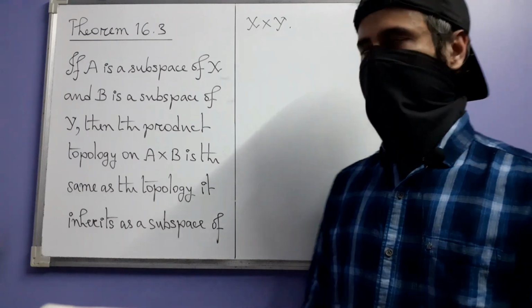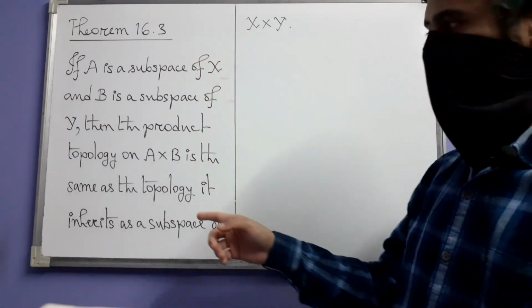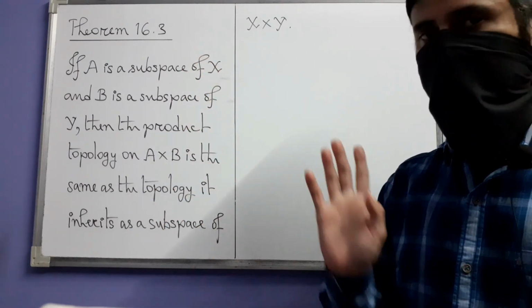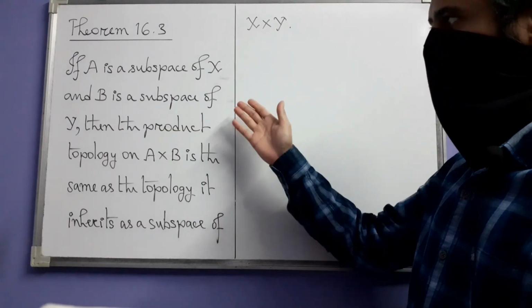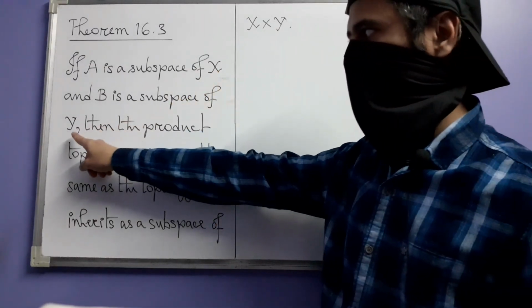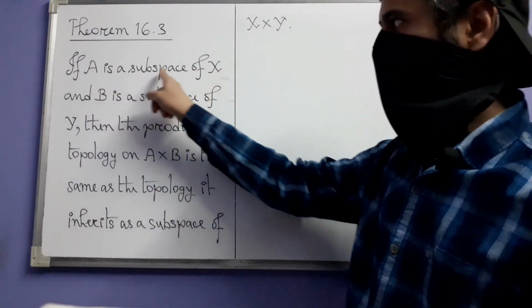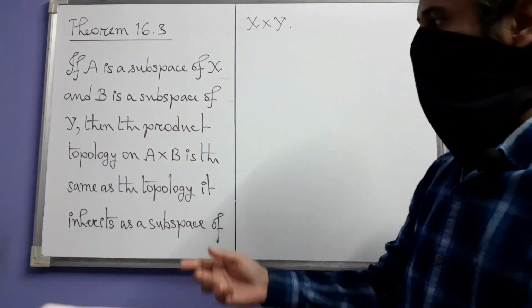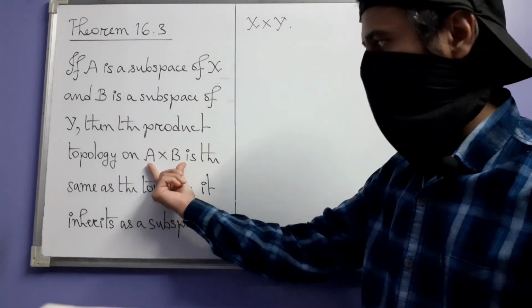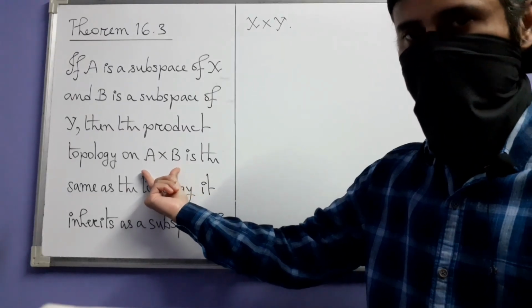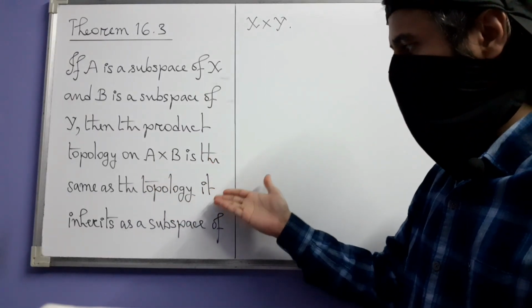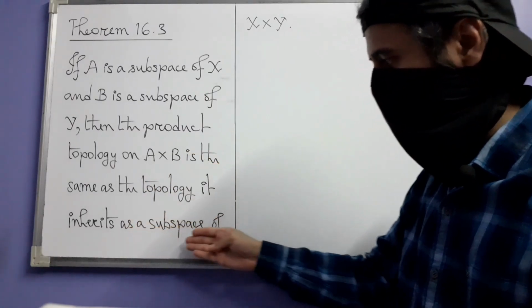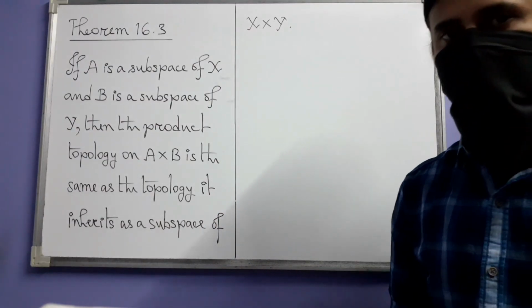Next we have theorem 16.3 which links product topology with subspace topology. Here we have two topological spaces X and Y, and A is the subspace of X and B is the subspace of Y. Then the product topology on the product A times B is the same as the topology A times B inherits as a subspace of X times Y.